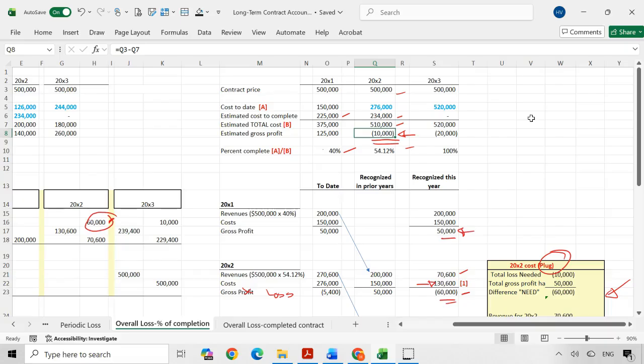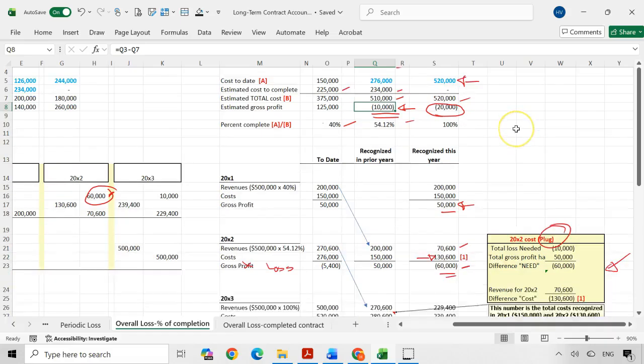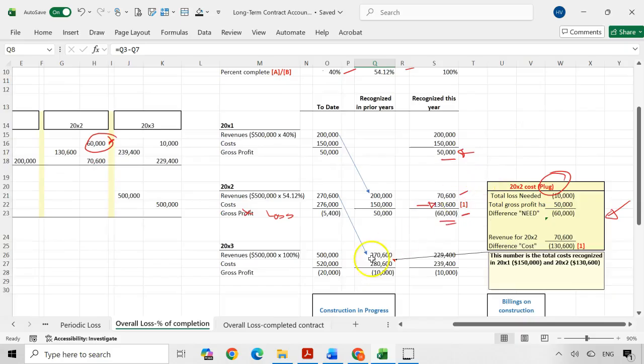Now let's go to year three. Year three, the contract's still the same, $500,000, right here. And now my total cost for this project ended up being $520,000. So now when I look at my gross profit, or I should say gross loss, I have $500,000 of revenue and $520,000 of cost, which gives me an overall loss. This is the end of the project, a $20,000 gross loss. So let's go see how we record that for year three.